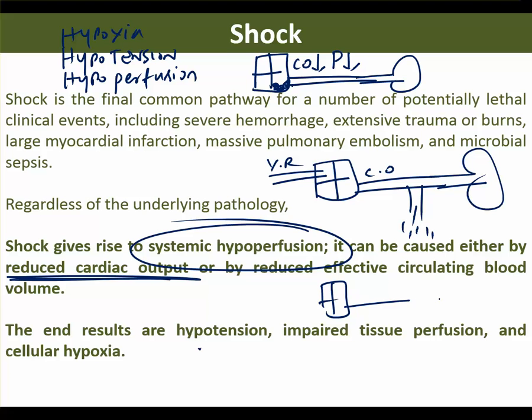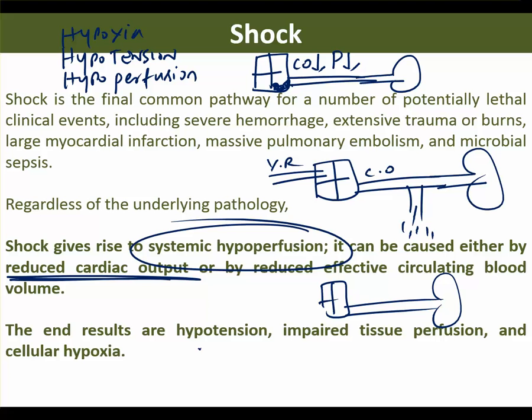The person has a heart and he has a kidney. The person has severe infection, he has a lot of diarrhea and vomiting. What will happen to his blood volume? Decrease, because fluid is going out. So he will have less volume, less pressure, less perfusion, less oxygen, and ends up with multi-organ failure.